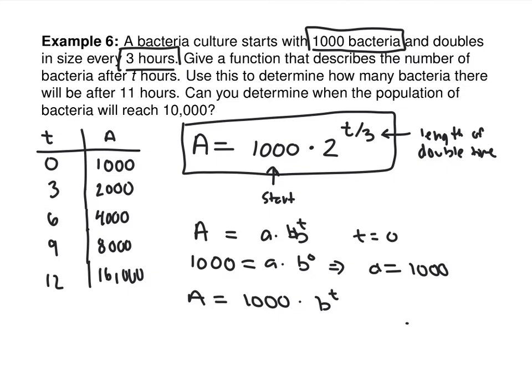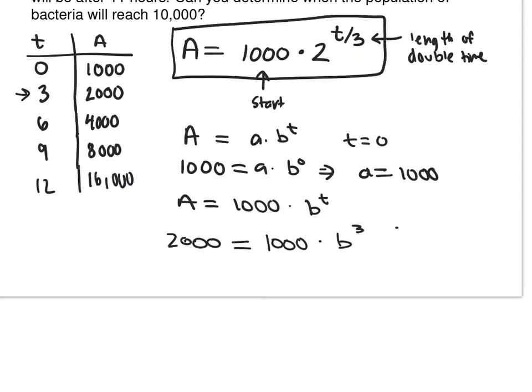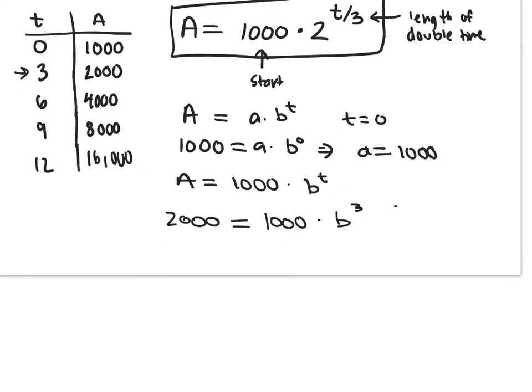What's this next point? What's t equal to? 3. And the a is going to be 2,000. B to the 3rd. Okay. Divide by 1,000 and you get 2 equals b cubed, right? So how do you undo that cubed? So b is the cube root of 2, okay? You guys agree with that analysis?